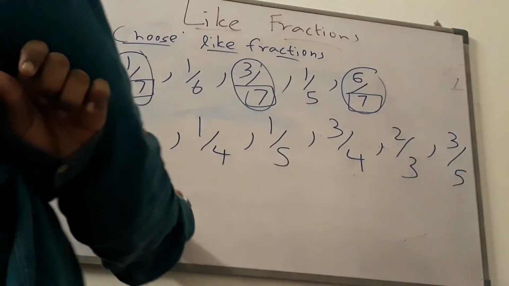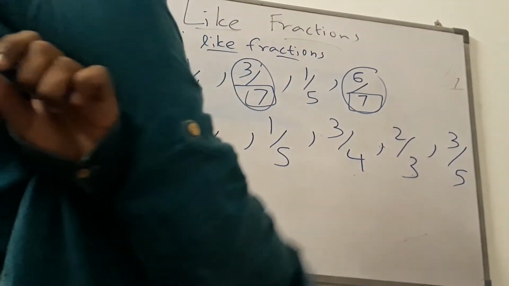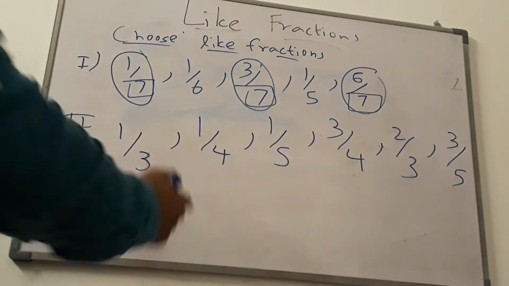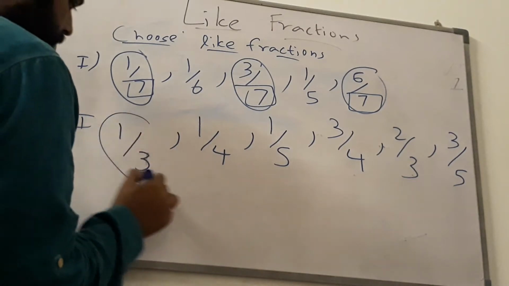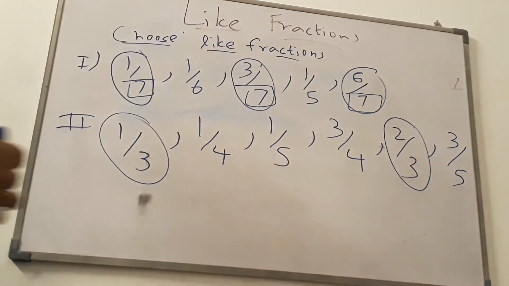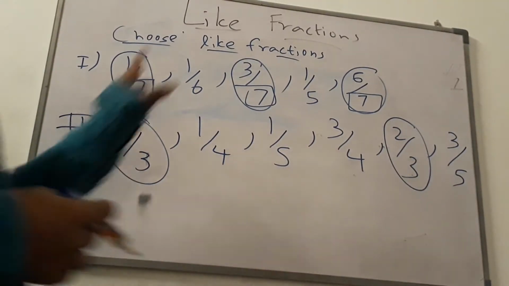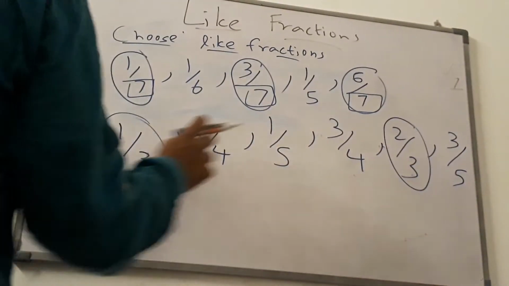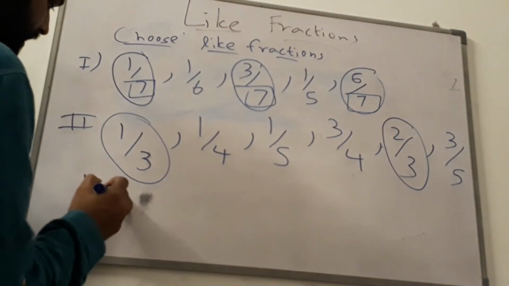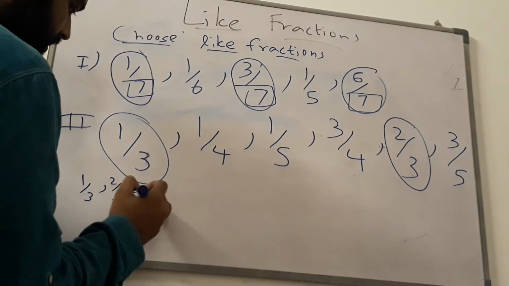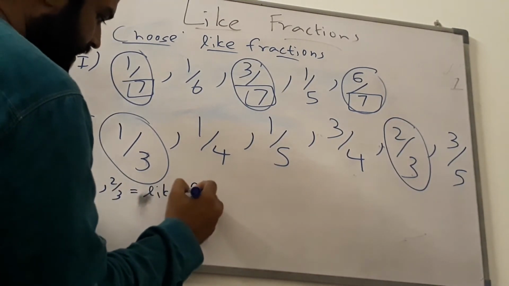Second question. Okay, here this is like a puzzle. There are 3's as a denominator, there are 4's as a denominator, there are 5's as well. So I'll circle these. This is 1/3, this is 2/3. So these two are like fractions. Okay, 1/3 and 2/3 are like fractions with the same denominator.